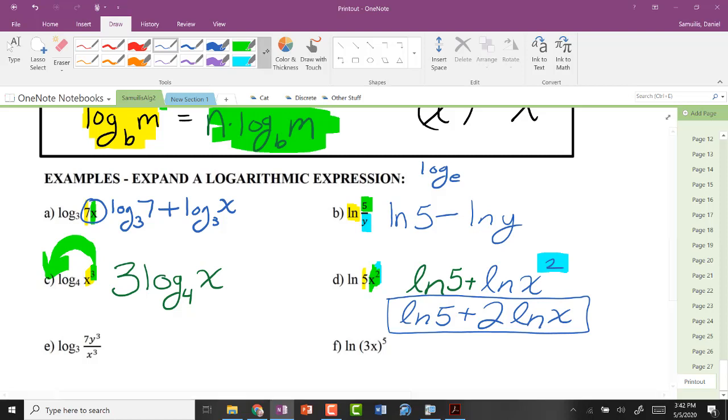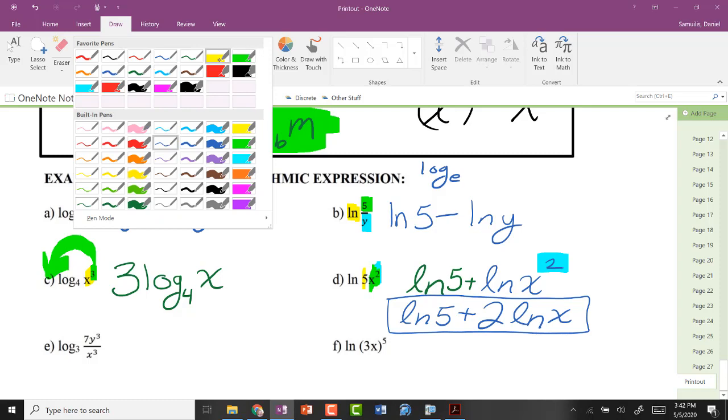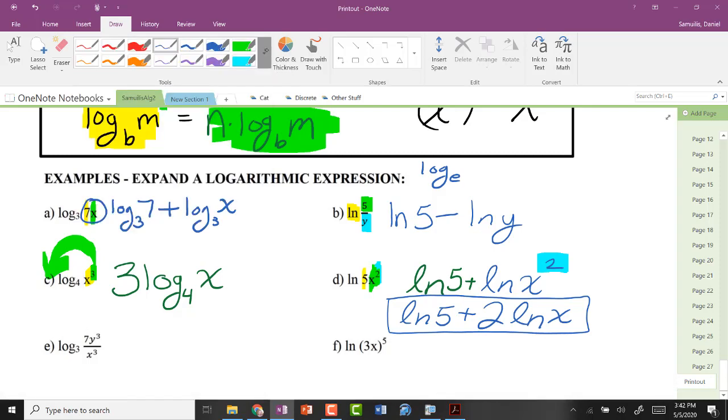This is the completely expanded version of this. Okay, moving on. We have 7 as a term. Y to the third is a term.